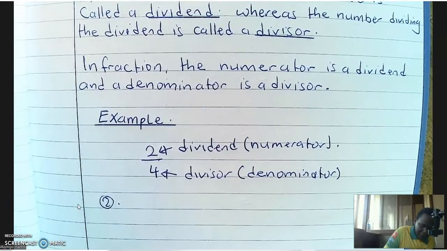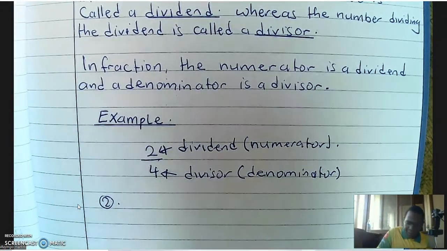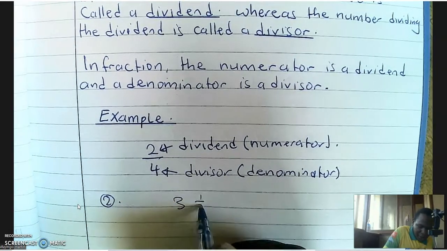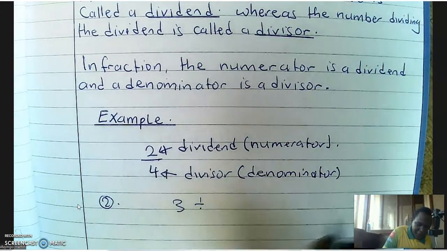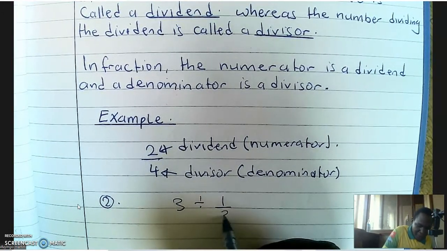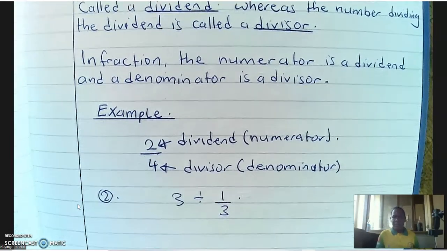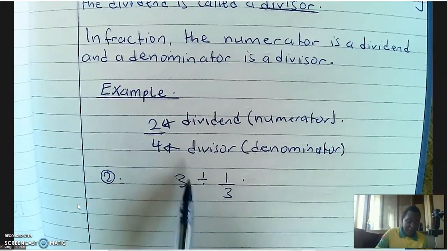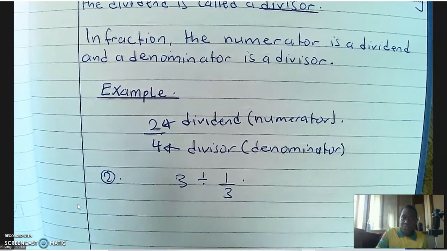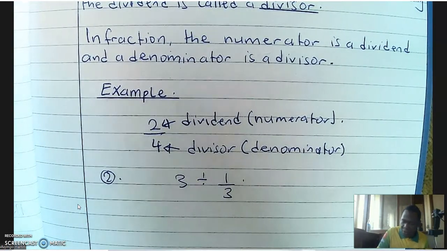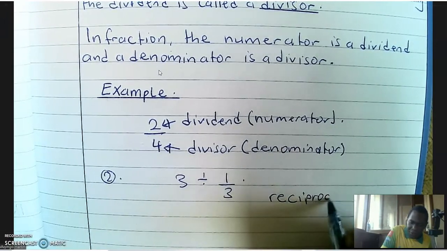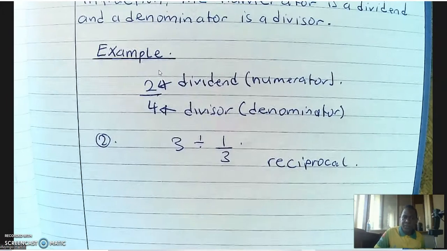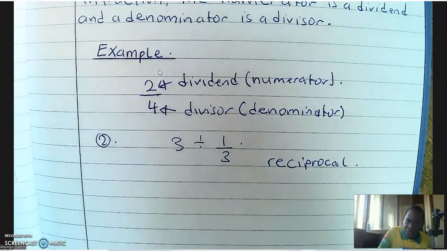Example 2 says, suppose you are given a number which is 3 divided by 1 out of 3. In this case, if you are given such a number, we are going to introduce what we call a reciprocal. You can only work out this number by introducing a multiplication sign.